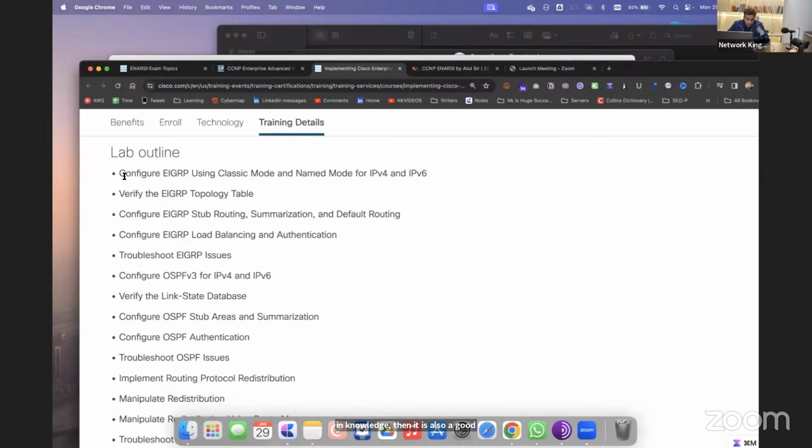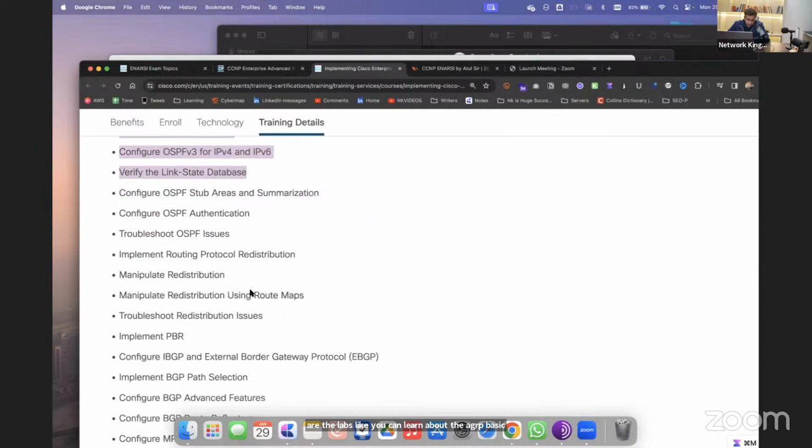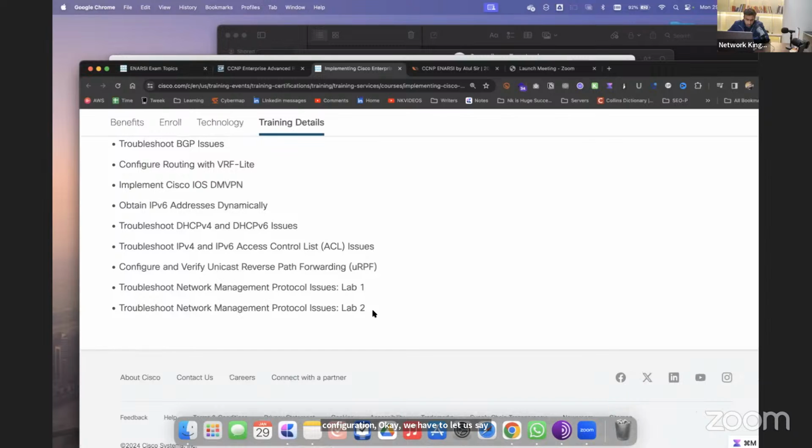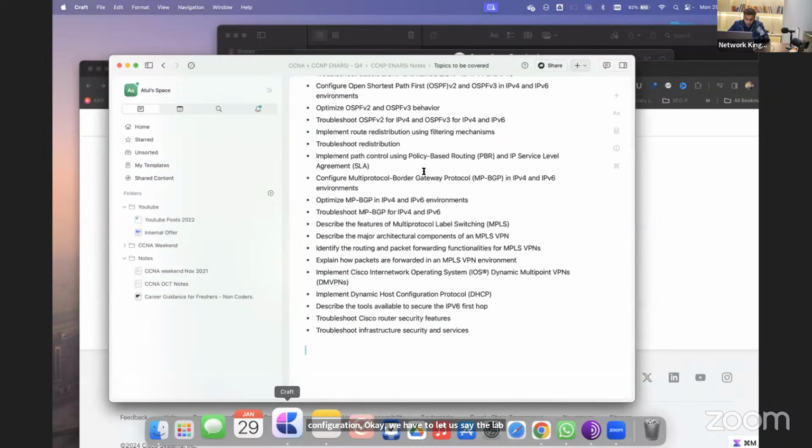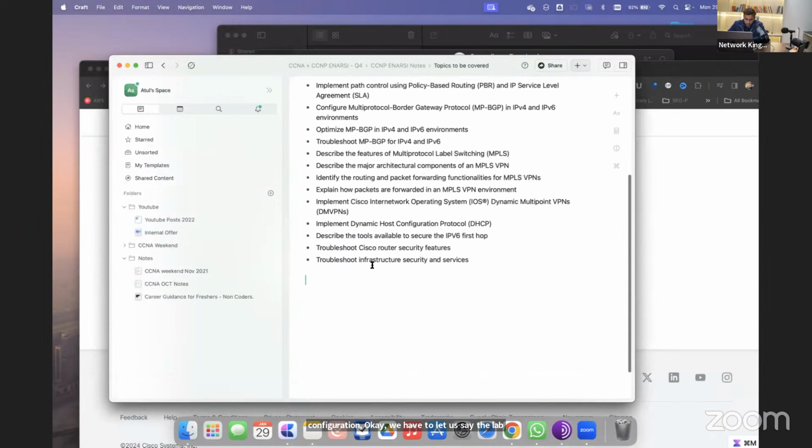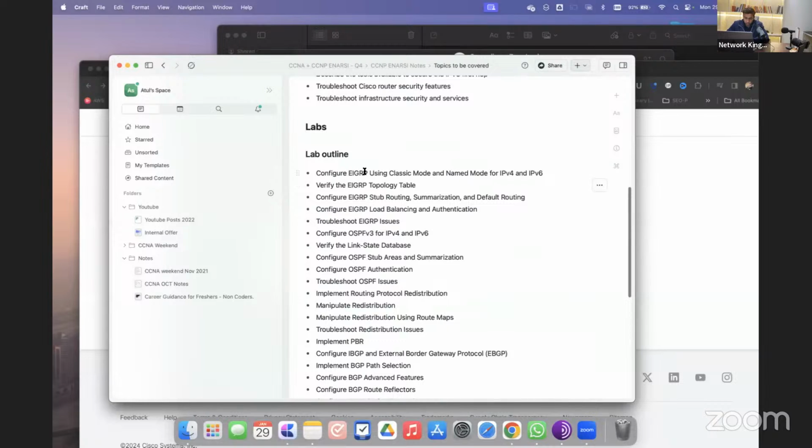These are the labs: you can learn about EIGRP basic configuration. Let's say this is the lab outline. These are the labs that we have to perform. So we have to study EIGRP first. We have to learn the EIGRP configuration.